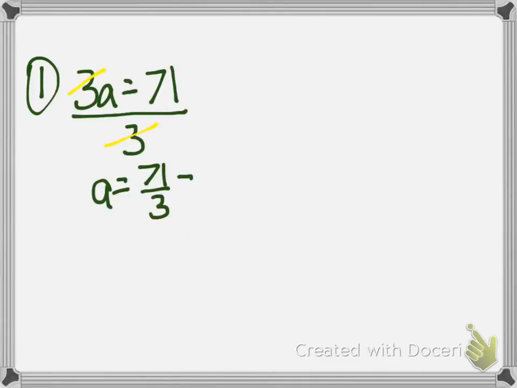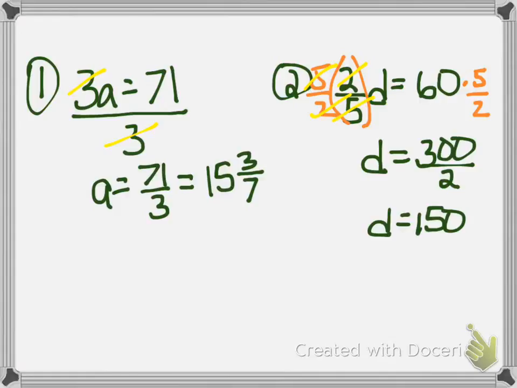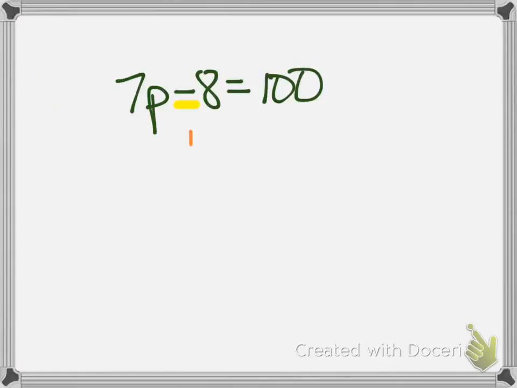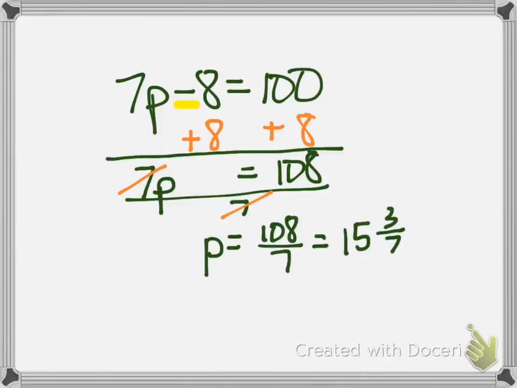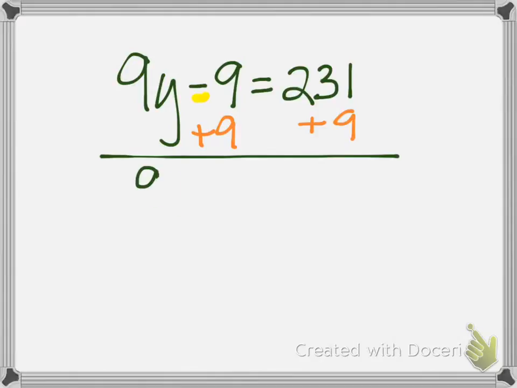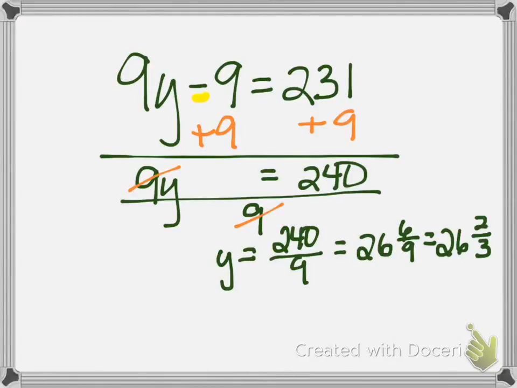Here are your answers. 3a equals 71, a is equal to 23 2/3. For number 2, d is equal to 150. For number 3, p is equal to 108/7, which is simplified to 15 3/7. And number 4, 9y equals 240, which simplifies to 26 2/3 eventually.